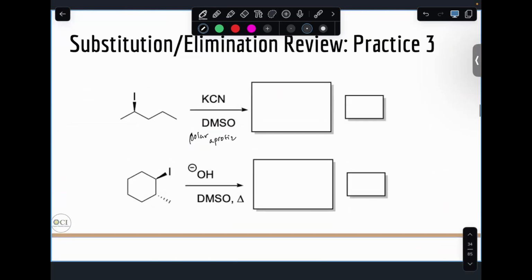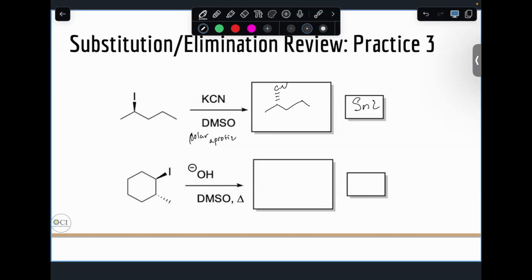Here we have some more practice. For a tip for this, always determine whether it's a substitution or elimination reaction first. Are we ready to move on? Y'all feel good? All right. So for the first one, what type of reaction is it going to do? SN2, yes. So remember, with SN2, we have that inversion of stereochemistry, giving that as our product.